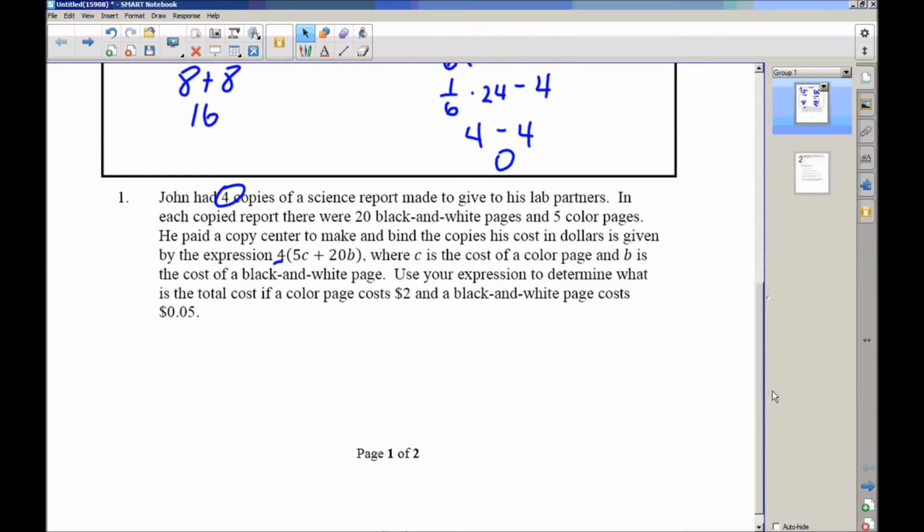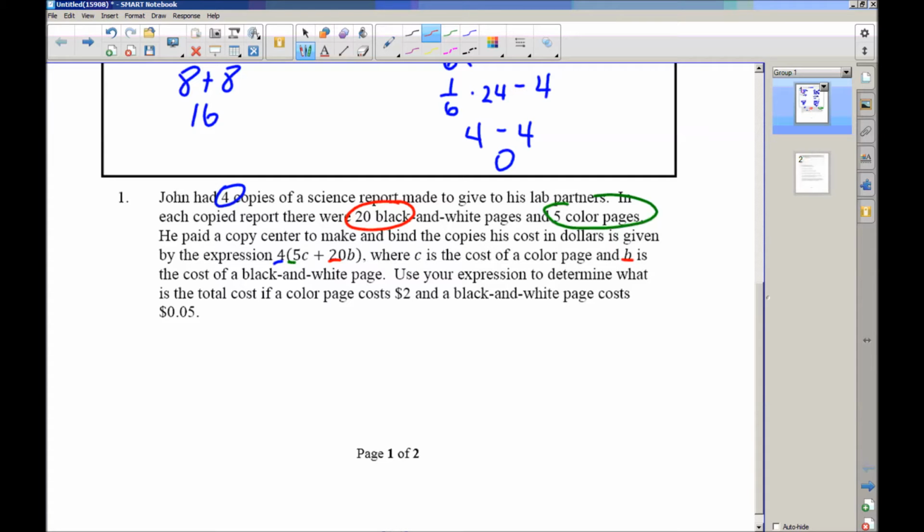5 times C. C is the cost of a color copy, and remember he had 5 color pages. That's where the 5 comes from. And then plus 20B, and B is the cost of a black and white copy, and he had 20 black and white. That's where the B comes from.